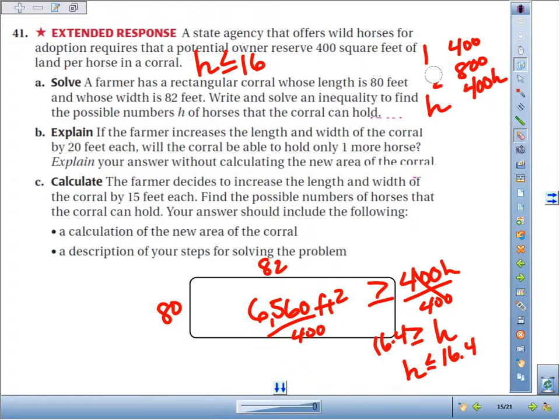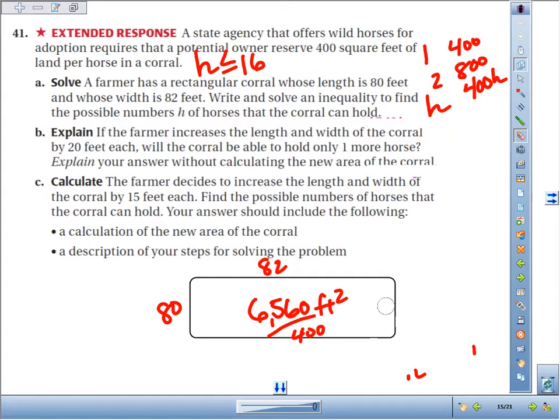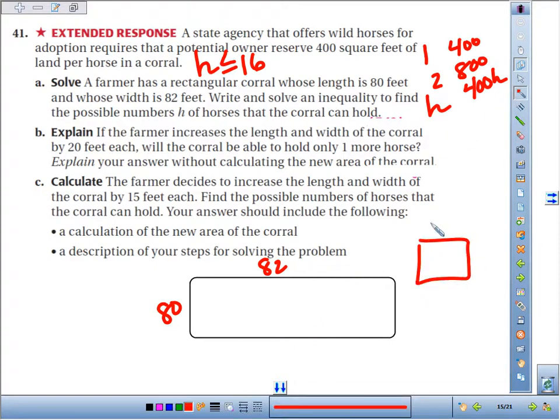Part B: If the farmer increases the length and the width of the corral by 20 feet each, will the corral be able to hold only one more horse? Explain your answer without calculating the new area of the corral. Okay, well, imagine we just had 20 by 20. If we added a 20 by 20 section, 20 times 20, that's 400. That would amount to one horse.